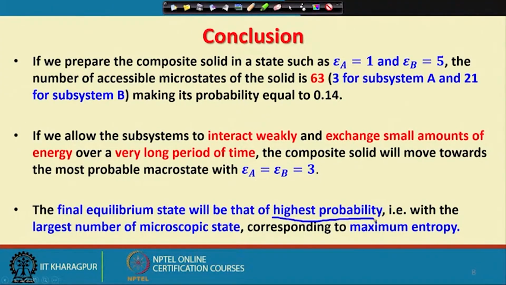Now, if the equilibrium state has the highest probability, it must be associated with the largest number of microscopic states, and according to the Boltzmann hypothesis, if you have a macroscopic state that is associated with the largest number of microscopic states, then that must be the macro state having the maximum entropy. So, now we see that different loose points are starting to converge in one direction.